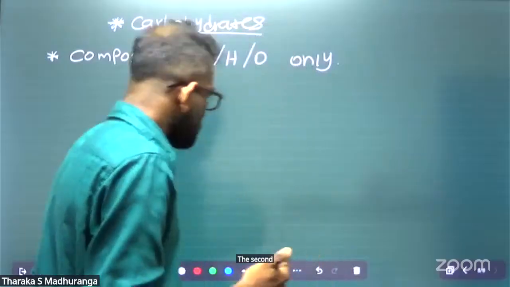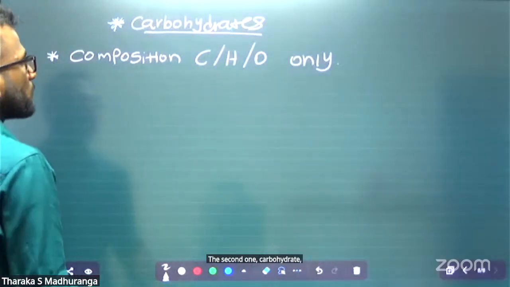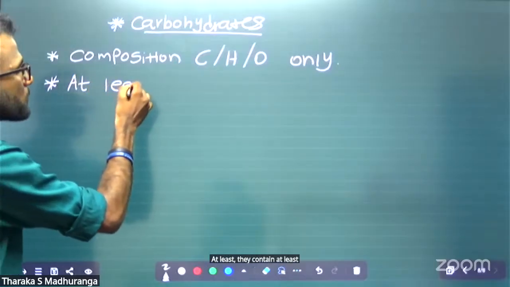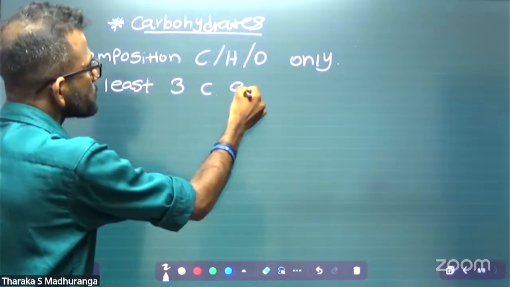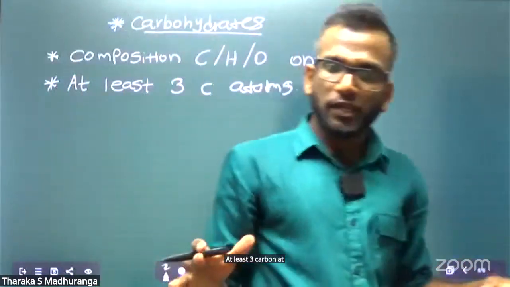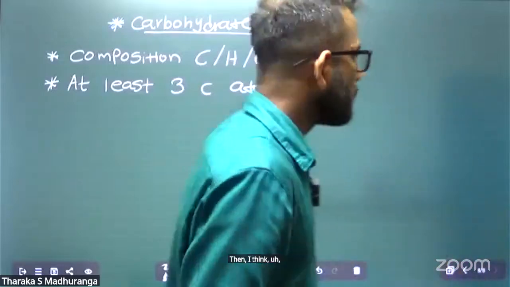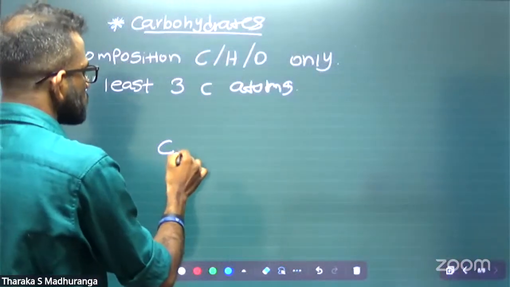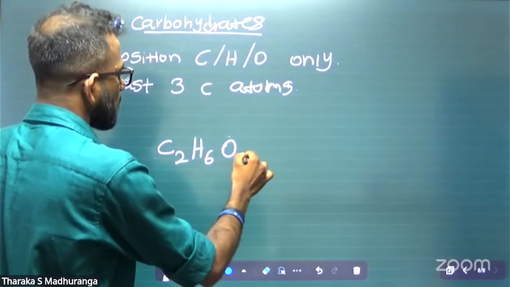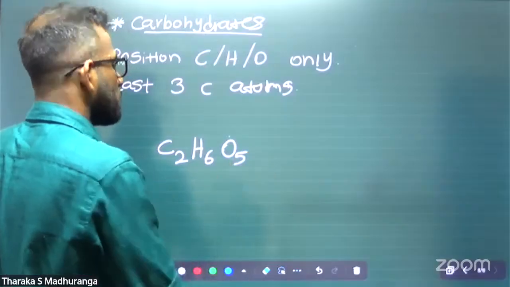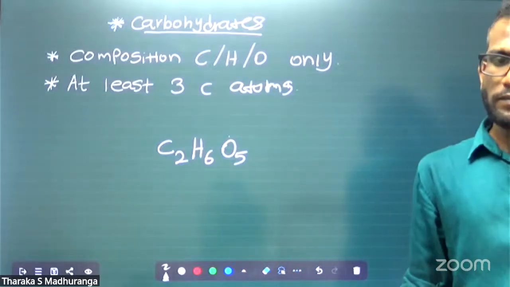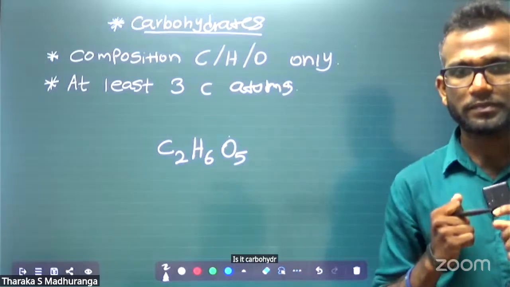The second one, carbohydrates contain at least 3 carbon atoms. It is very important. At least 3 carbon atoms must be there. Then think about this one. Is it a carbohydrate? Yes or no?